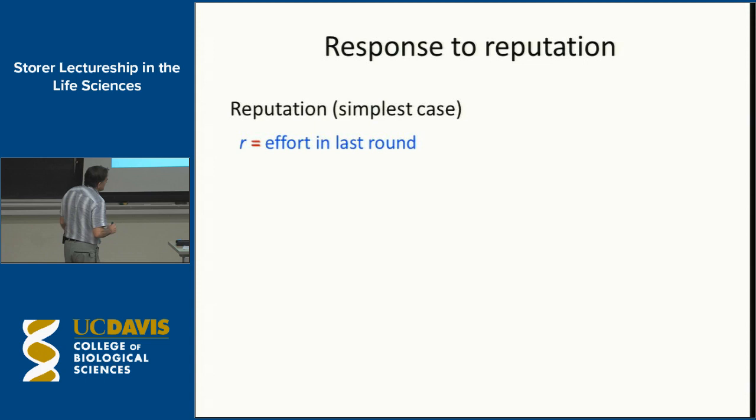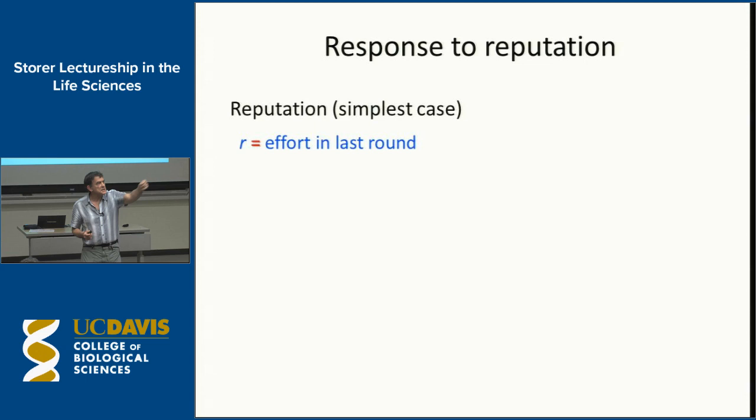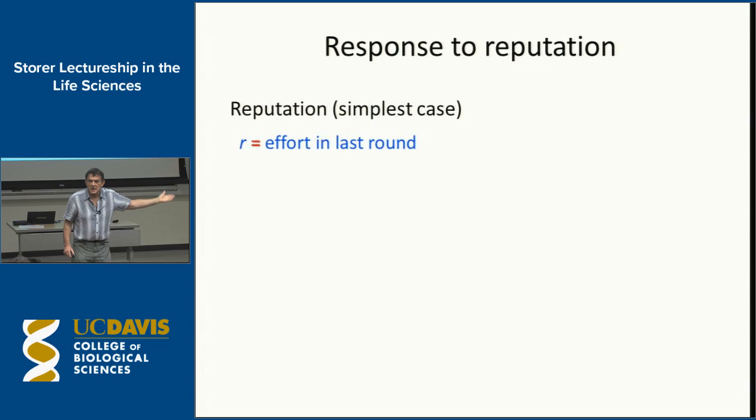So how am I going to model reputation? In the simplest case, my current partner's reputation could be what my current partner did with another partner in the last round. Or it could be a weighted sum of what they've done on all previous rounds or something of the sort. In fact, in the model I allow a range of things.